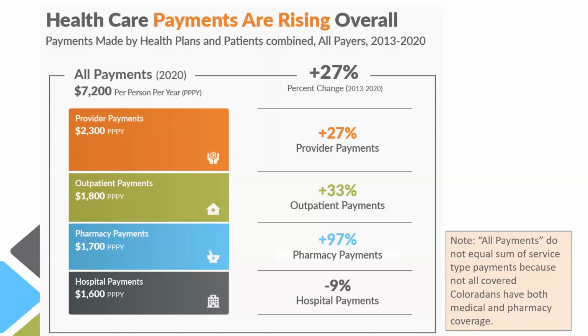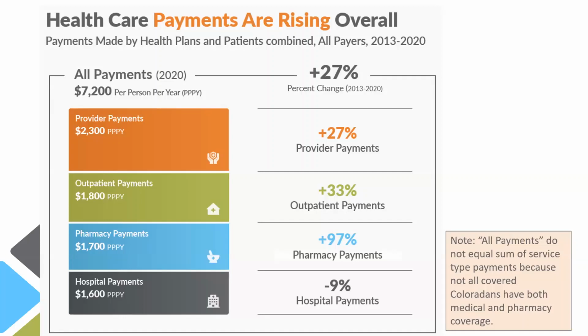Outpatient payments have gone up 33%. Pharmacy payments were the highest increase. We saw over 97% increases in pharmacy payments from 2013 to 2020. There's a lot of work happening in Colorado around decreasing spending in prescription drugs. This is one of the reasons we see that there are huge jumps.